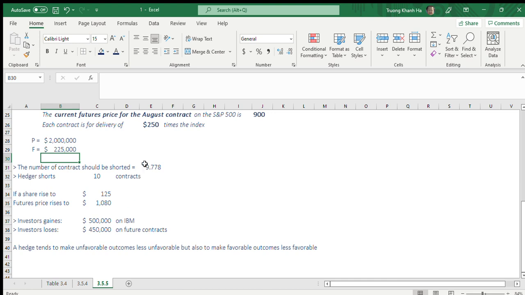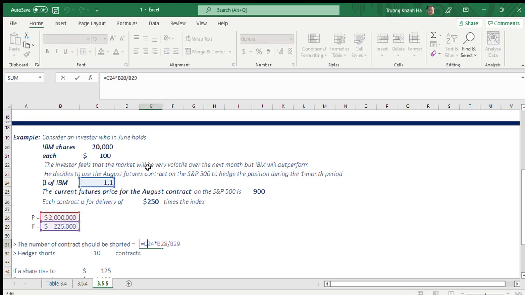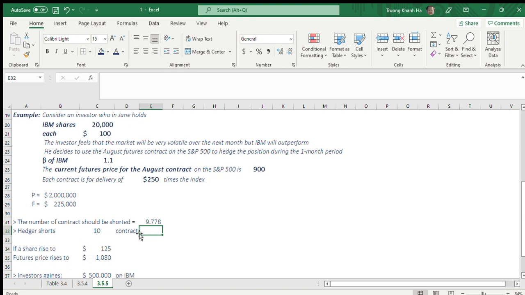And to calculate the number of contracts that should be shorted, we multiply the beta 1.1 by P divided by F, and we round this result to 10 contracts. So the hedger should short 10 contracts. And suppose IBM rises to $125 during the month, and the futures price of the S&P 500 rises to 1,080.